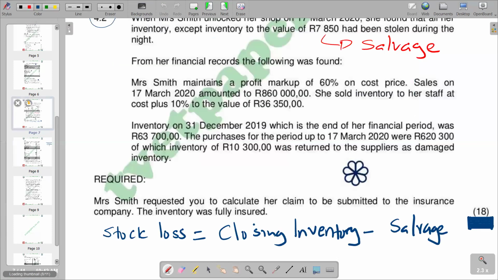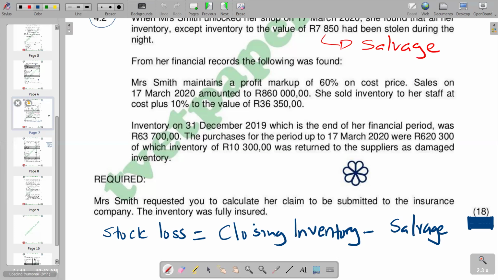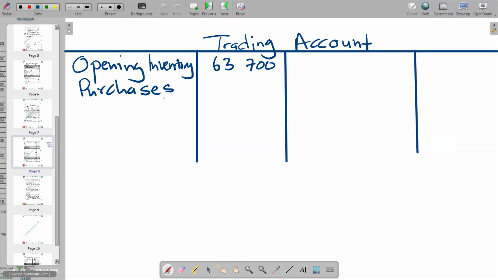Where we can find out about opening inventory: if you come here, you are told that inventory on 31 December of the previous financial period was R63,700. So obviously, this is going to be our opening inventory, 63,700. For the figure for purchases, you are told that the purchases for the period are R610,300, of which inventory of R10,300 is purchase returns, and they go to the credit side. Purchase returns go to the credit side, and our purchases go to the debit side.